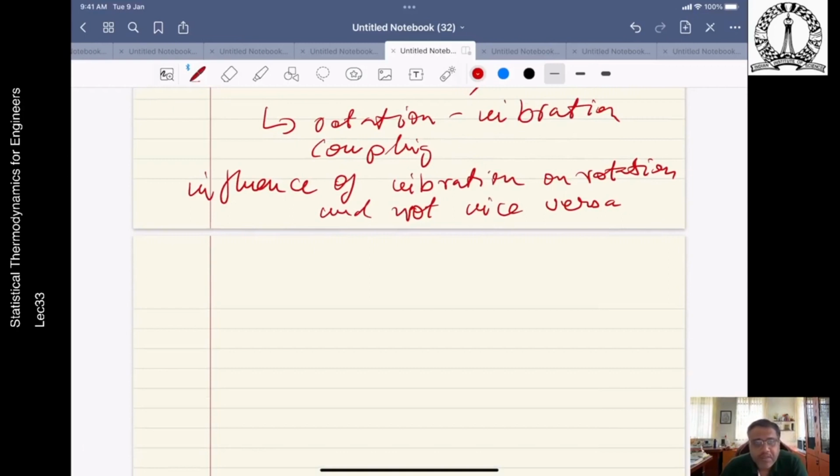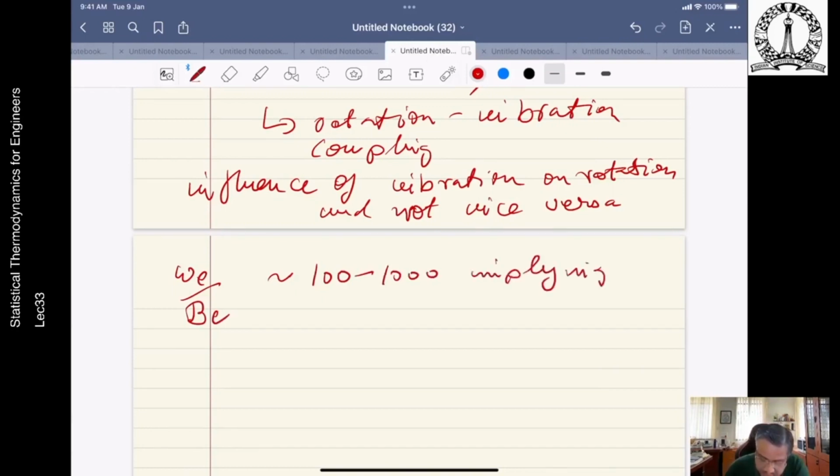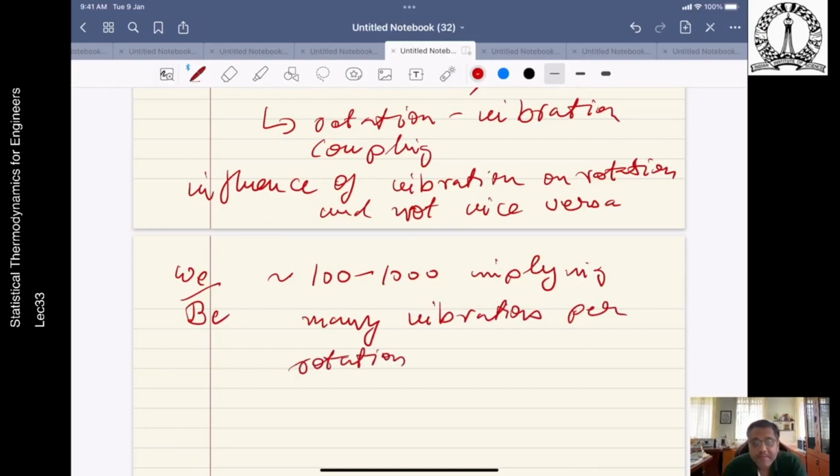Omega e by Be values are of the order of 100 to 1000, implying many vibrations per rotation, but no rotational events per vibration.